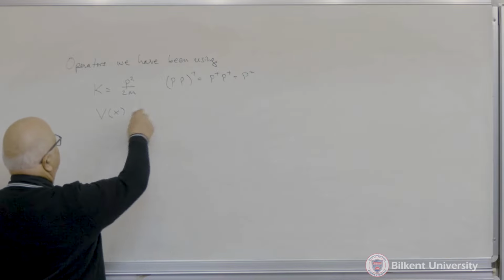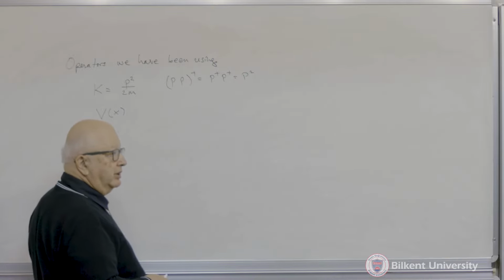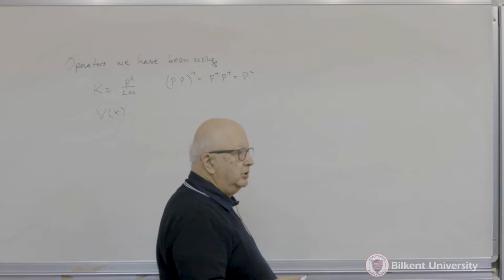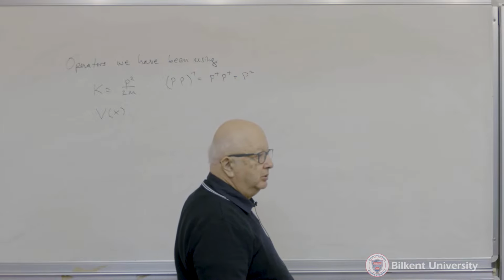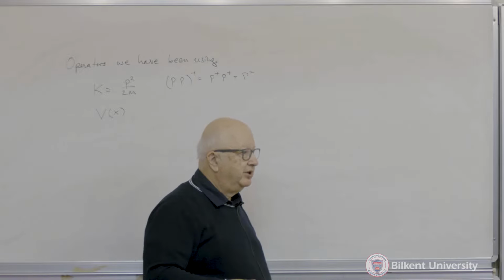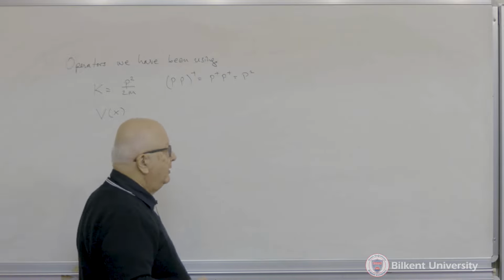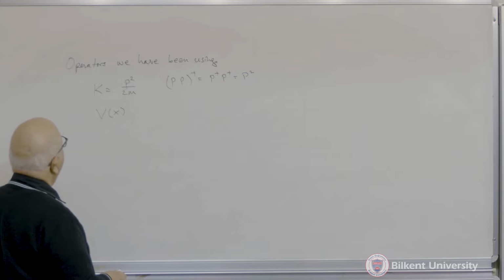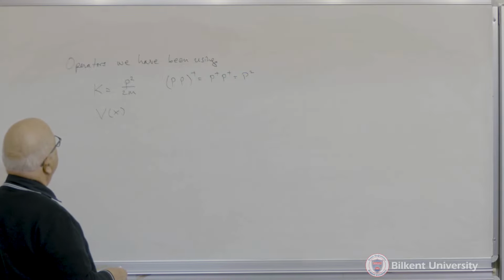So momentum we have used. If the potential wasn't real but had an imaginary part, then it would not have been self-adjoint. Fortunately we have no imaginary potentials. Everything we use is real. Then, what else?